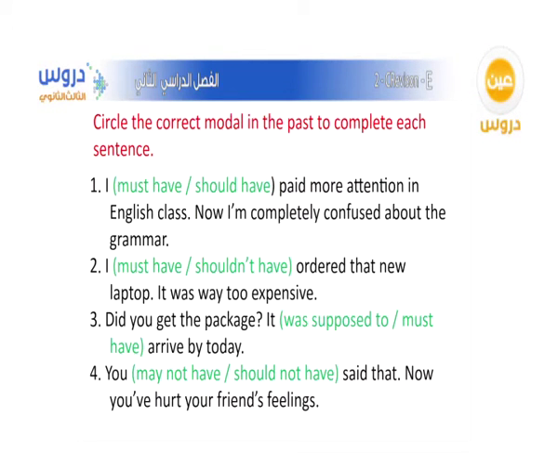In case you don't know what must have is used for, we use it when we draw a conclusion or when we make deductions. Should have and shouldn't have is when you regret decisions that you made in the past. So this guy ordered a new laptop, which is very expensive. He cannot really afford it. So must he say I shouldn't have ordered, or I must have ordered that new laptop? What do you think, Saud?